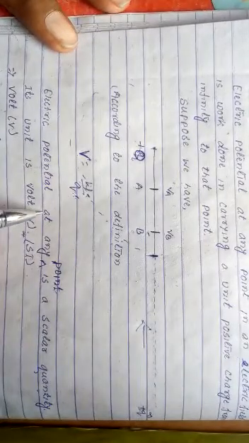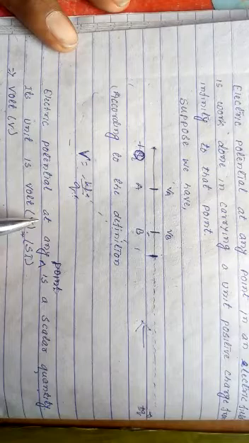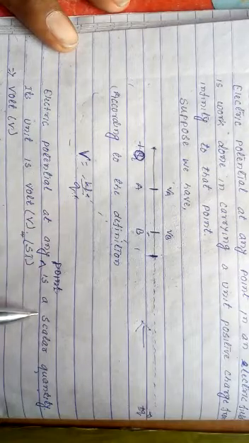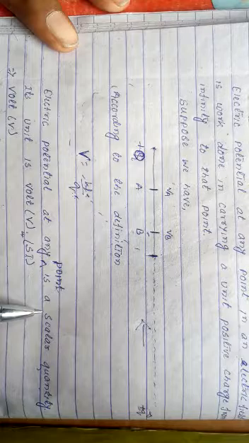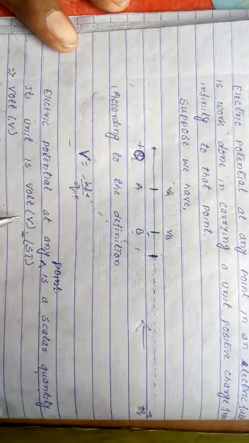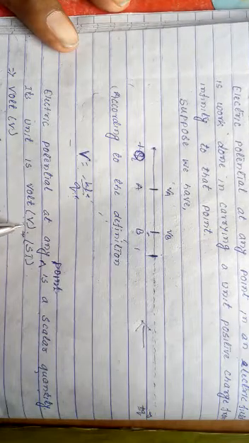So electric potential at any point is a scalar quantity, because it is the amount of work done in carrying the unit positive charge, and its SI unit is volt. What is its SI unit? It is volt. Now you have to define volt.